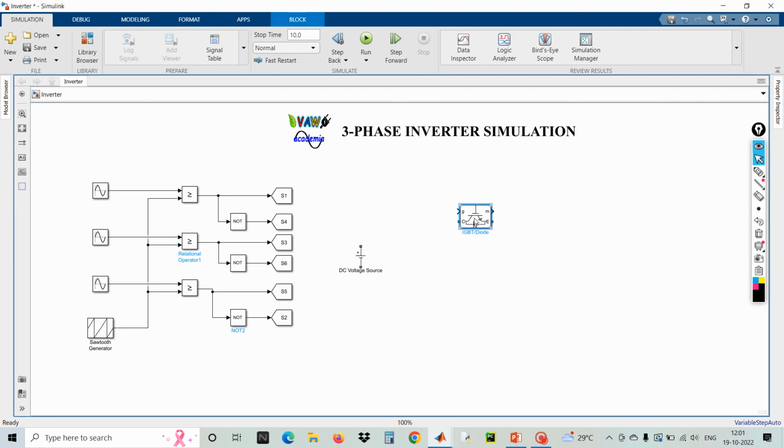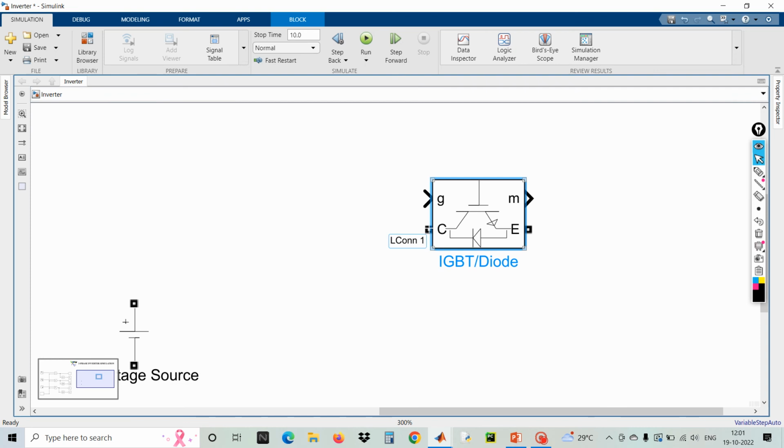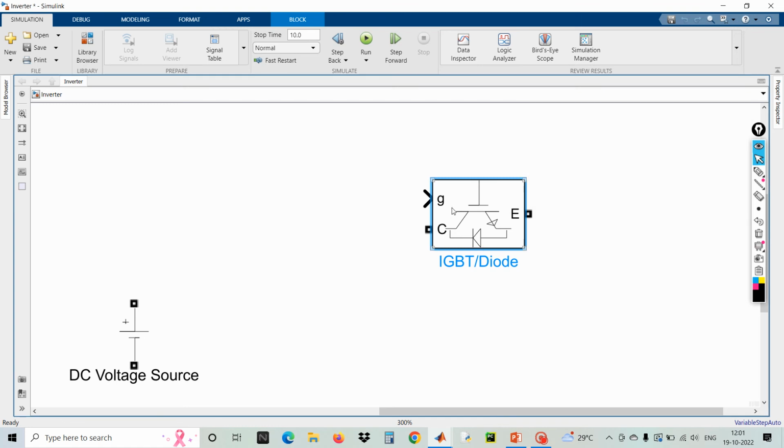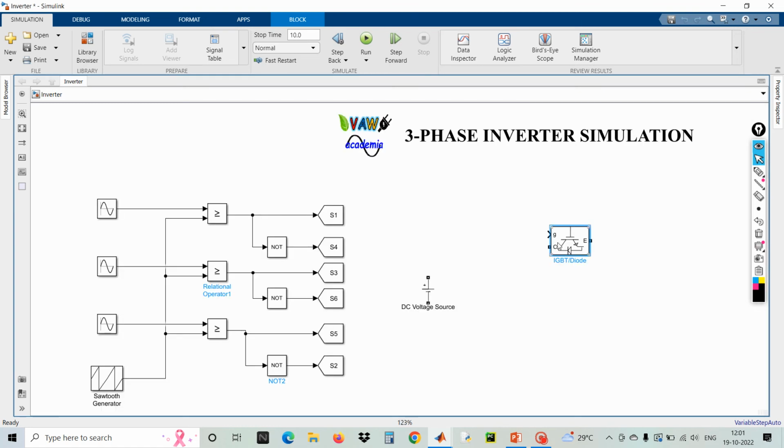If you look at this IGBT, it has collector, emitter, gate, as well as an M port. I don't want this M port. The M port is applicable only if you want to measure the current through the IGBT or the voltage across the IGBT and some other parameters regarding this switch. You can use this M port. As of now, I don't want it, so I'm disabling this one. Now the M port is not available. I will take this as 6 in number.